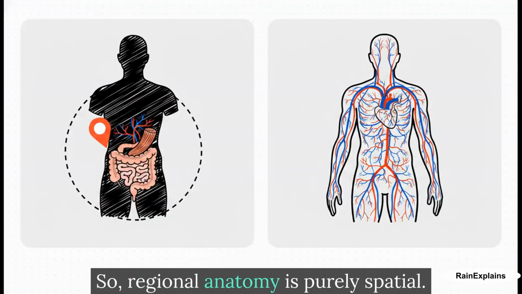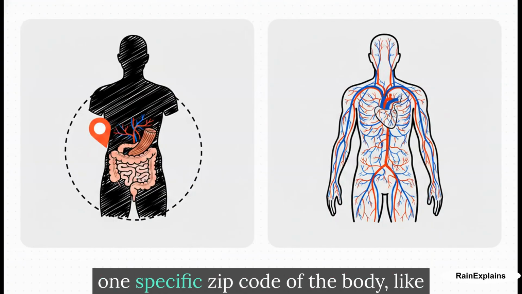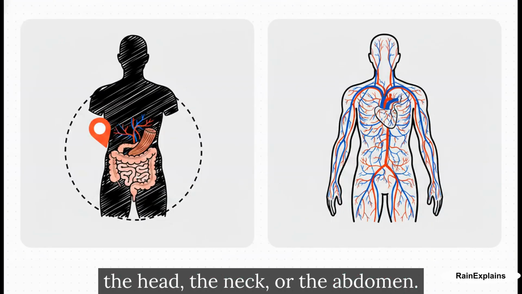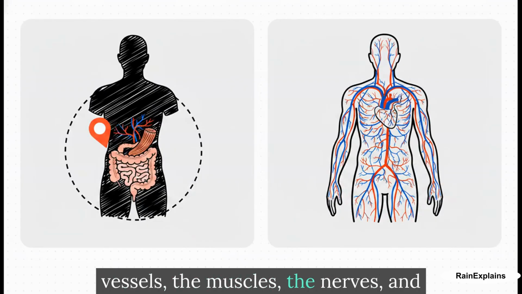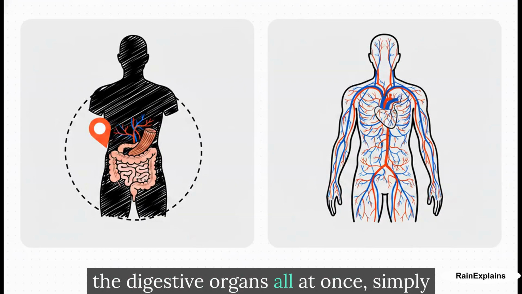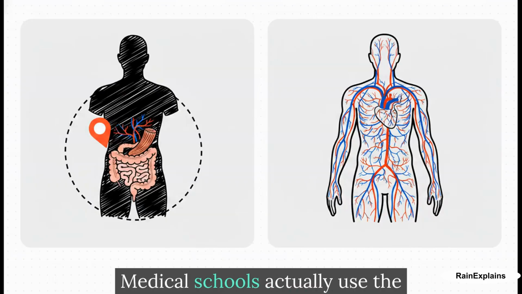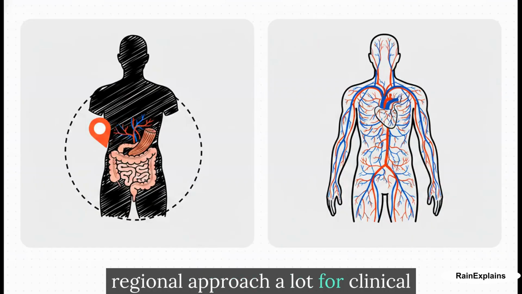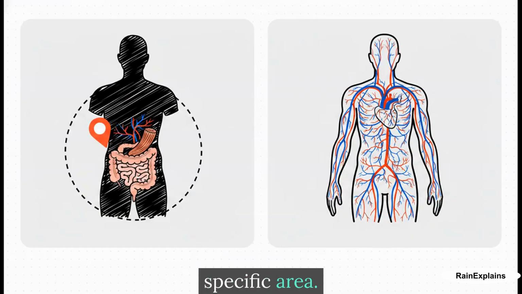So, regional anatomy is purely spatial. It studies all the structures located in one specific zip code of the body, like the head, the neck, or the abdomen. If you're looking at the abdomen regionally, you're studying the blood vessels, the muscles, the nerves, and the digestive organs all at once, simply because they share the same physical space. Medical schools actually use the regional approach a lot for clinical training, which makes total sense if you're a surgeon operating on one specific area.